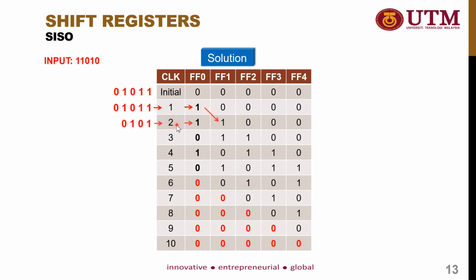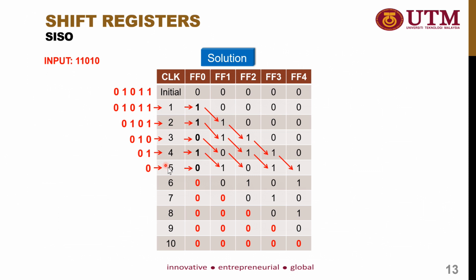On the next clock cycle, this data, which is 1, will be inserted into flip-flop 0, and the output from flip-flop 0 will be shifted to flip-flop 1. At the 3rd clock cycle, you have transferred the input of 1 into flip-flop 0 on the 2nd clock cycle, so on the 3rd clock cycle you will transfer the input of 0 into flip-flop 0. The output data from flip-flop 0 will be transferred to flip-flop 1, the output of flip-flop 1 will be transferred to flip-flop 2, and the cycle continues until all of the data has been transferred.